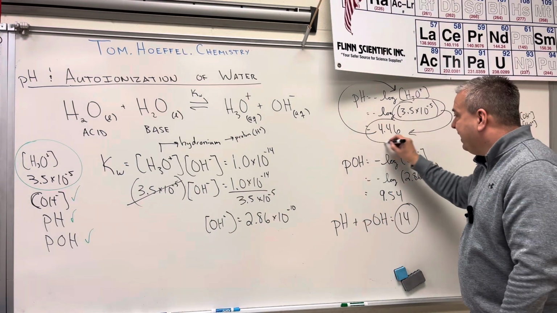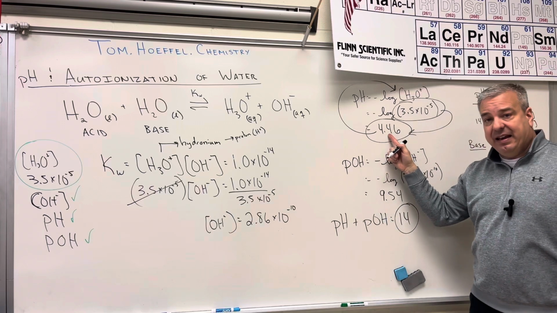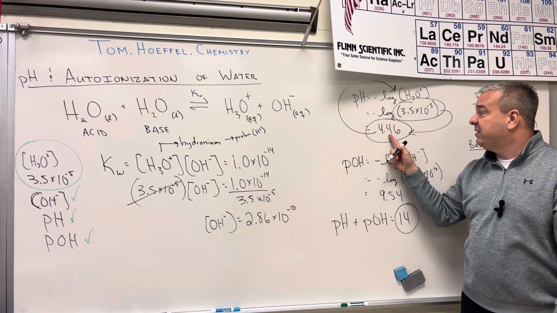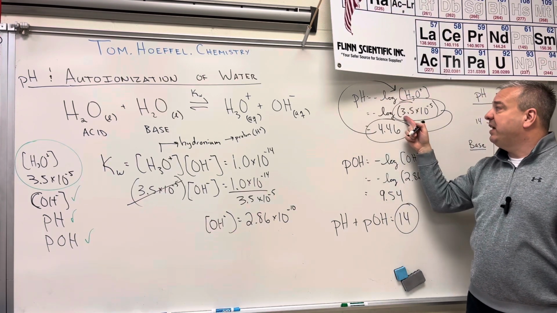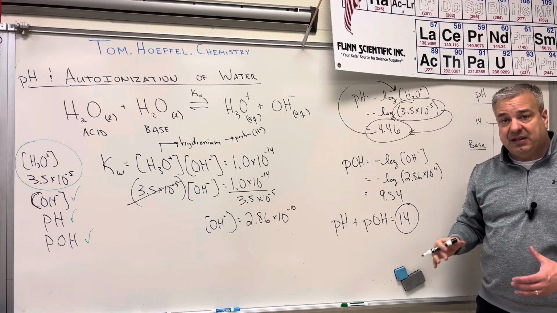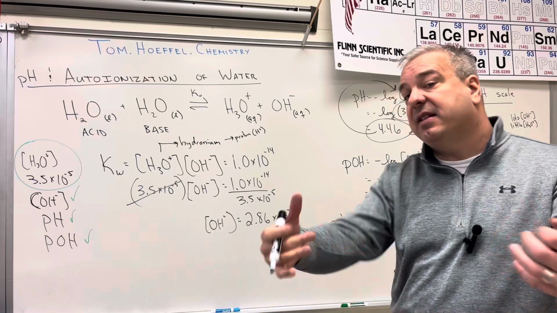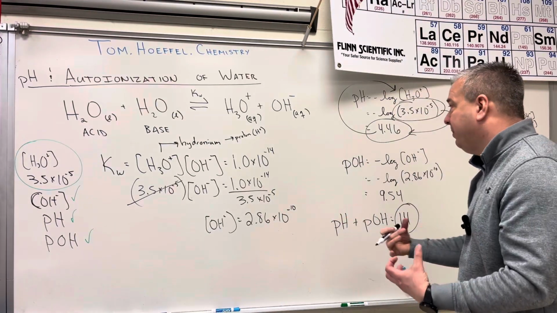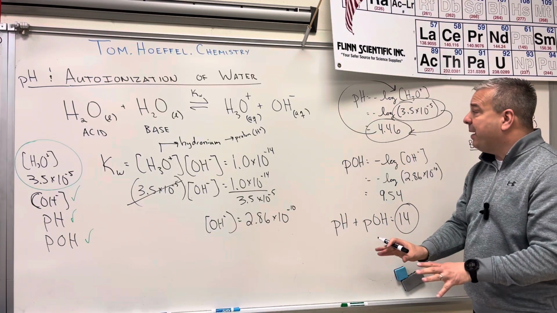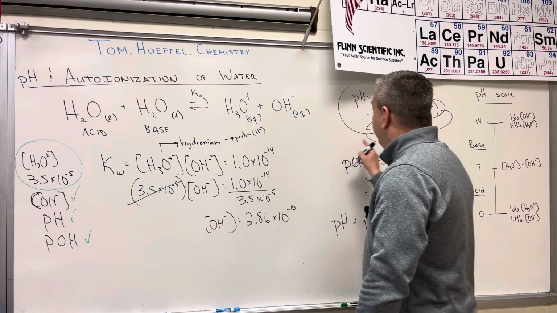I want to see, can you get in your calculator and enter 4.46 some way to where you get 3.5 times 10 to the negative 5? Pause the video here, work on it for a few seconds, and then come back and I'll be working on that problem.